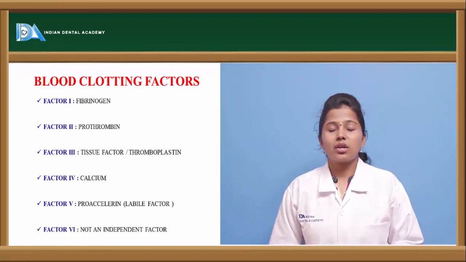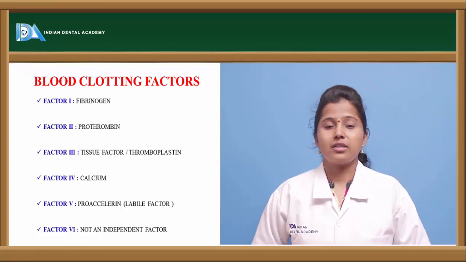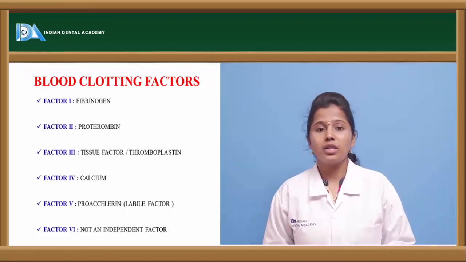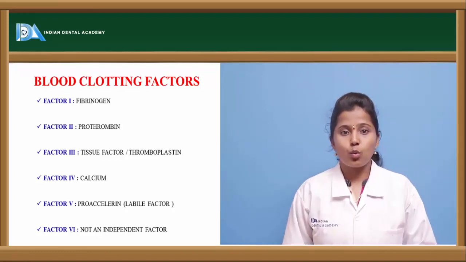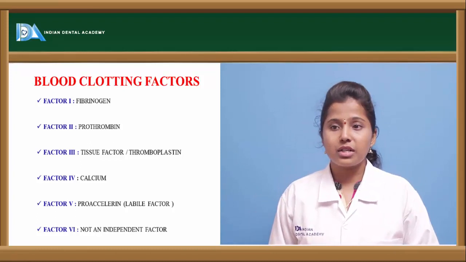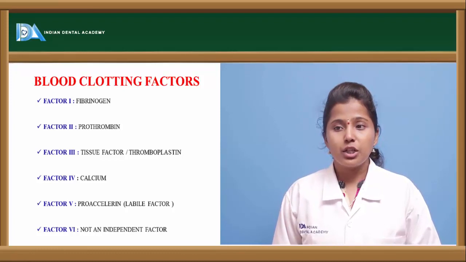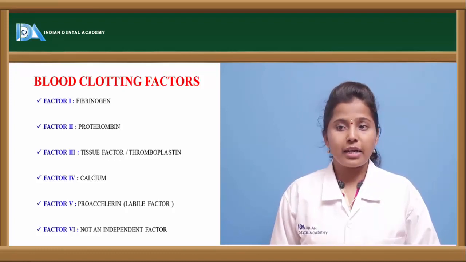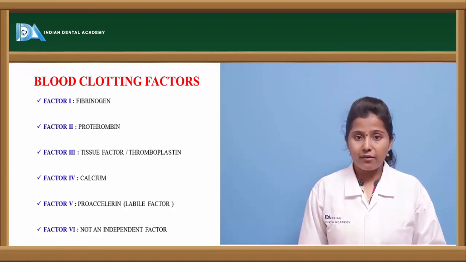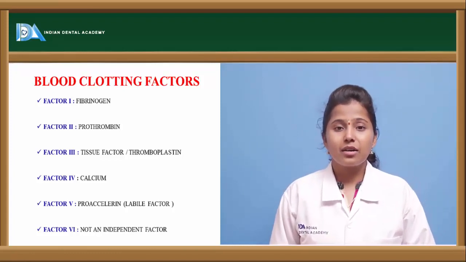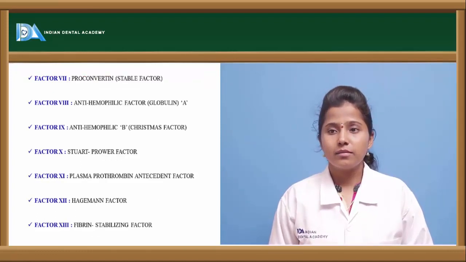Let us see the blood clotting factors. Coagulation includes various clotting factors involved in the process. Factor 1 of blood coagulation is fibrinogen. Factor 2, prothrombin. Factor 3, tissue factor or thromboplastin. Factor 4, calcium. Factor 5, proaccelerin or labile factor. Factor 6 is not an independent factor, which is also called the accelerating factor.